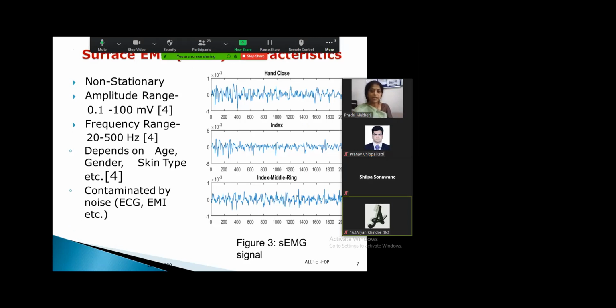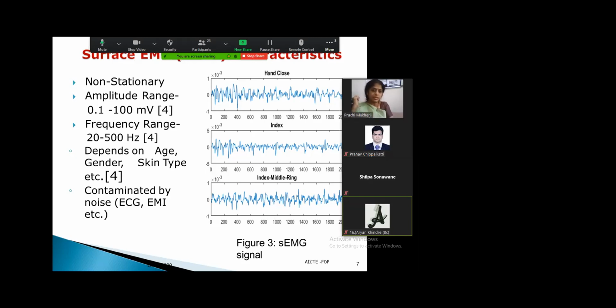It depends on age, and it also depends on gender, though we would not like to differentiate between the genders, but yes, sometimes it is weaker in the female gender, skin type, etc. And it is contaminated by noise. So directly, I cannot take this signal and give it to a machine learning algorithm or to my AI system for classification. It means I need to do a lot of pre-processing and then give it to the feature extraction module.